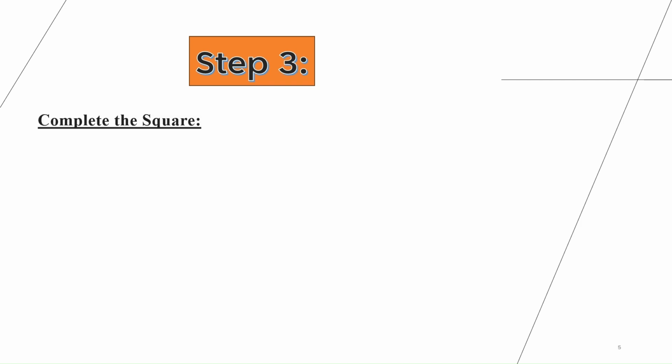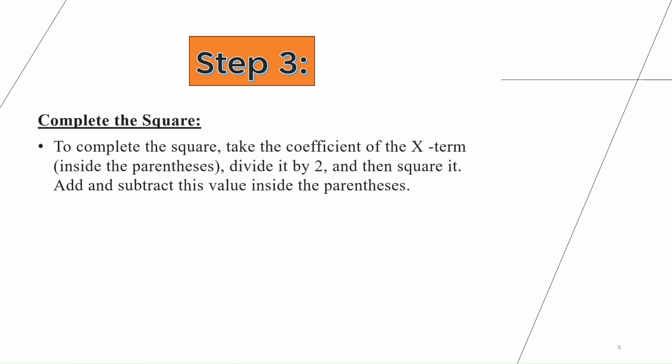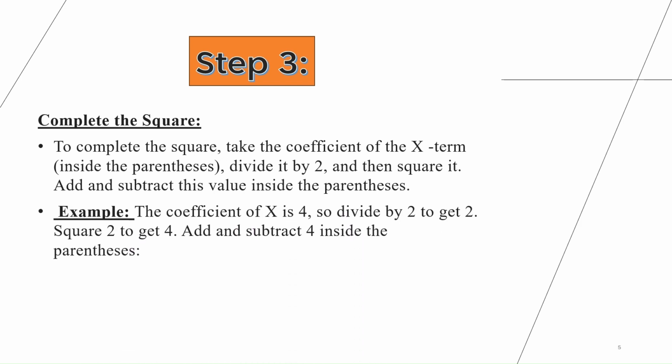Step 3. Complete the square. To complete the square, take the coefficient of the x term inside the parentheses, divide it by 2, then square it, and add and subtract the value inside the parentheses. For example, the coefficient of x is 4, so divide by 2 to get 2, and then square 2 to get 4. Add and subtract 4 inside the parentheses as you see in here.